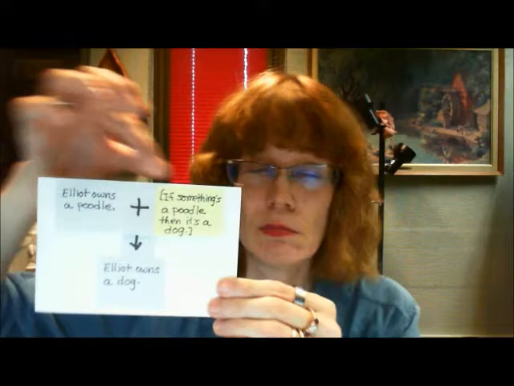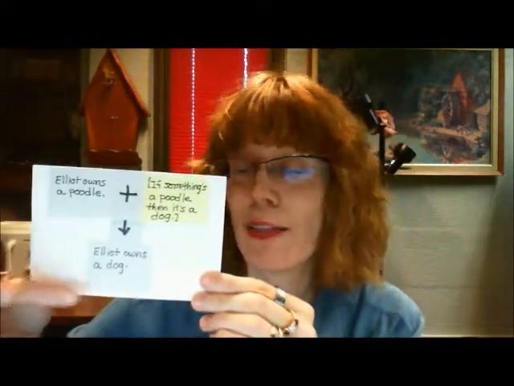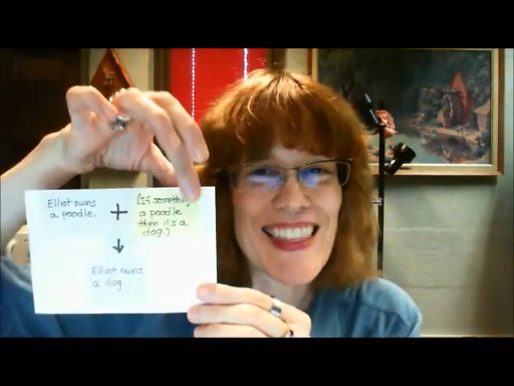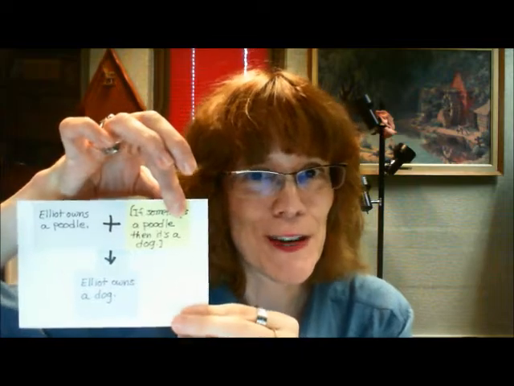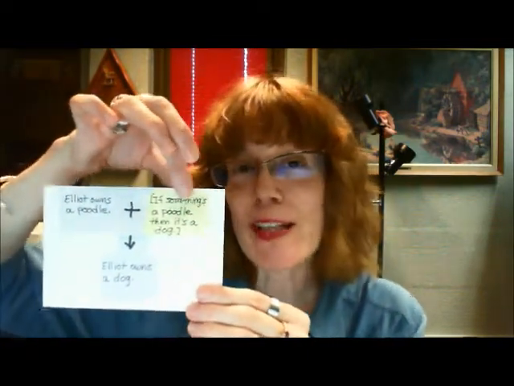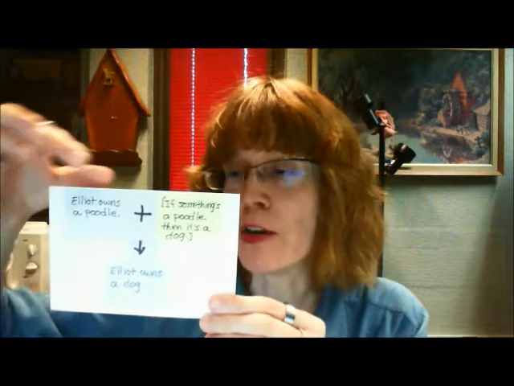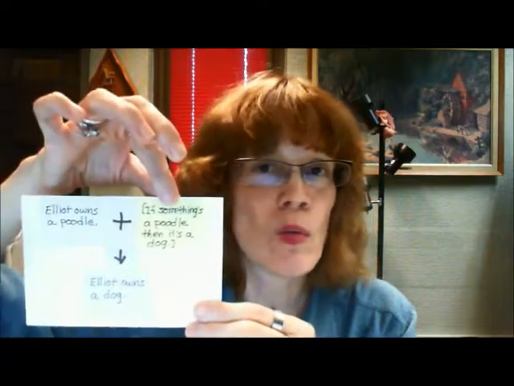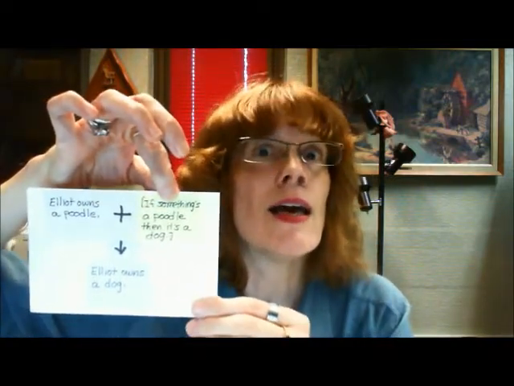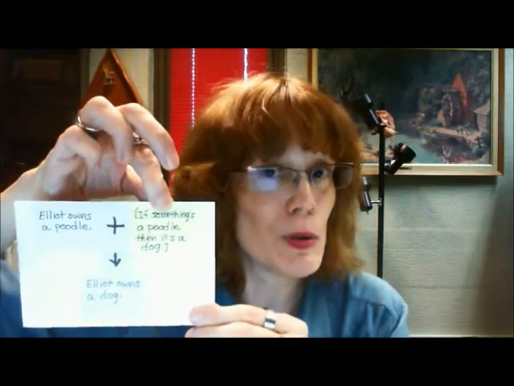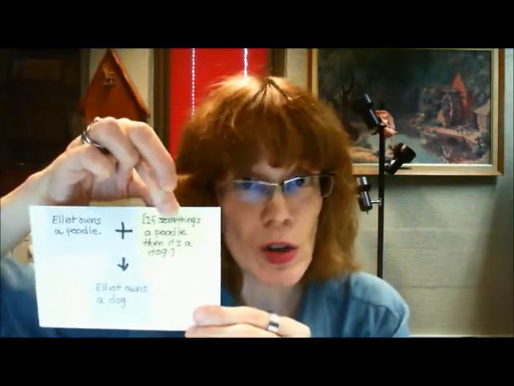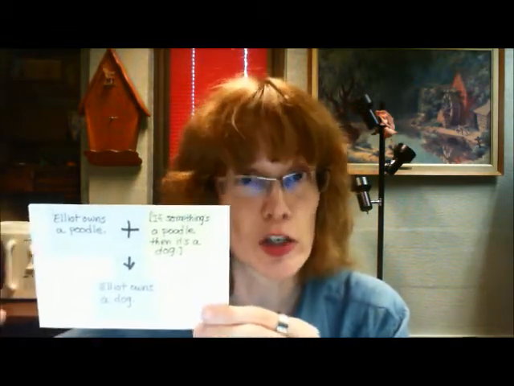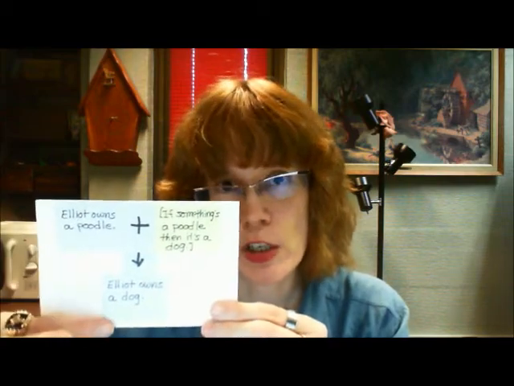Elliot owns a poodle. If something's a poodle, then it's a dog. Therefore, Elliot owns a dog. This is the missing premise, right? That's what someone needs to believe in order to go from here to here. Is that something one should believe? I think so. If you're a poodle, you've got to be a dog. So this inference was just fine. It didn't ask anyone to assume too much when it went from the premise to the conclusion.